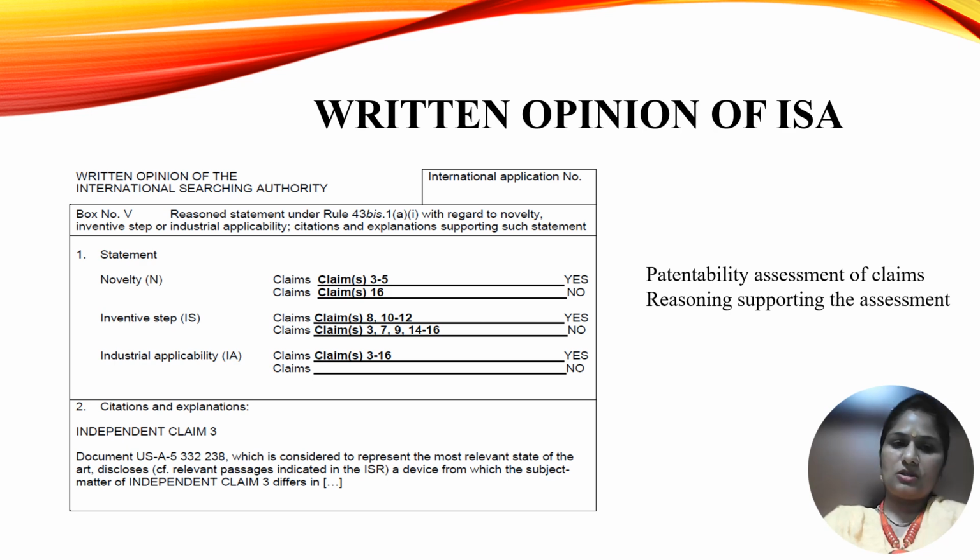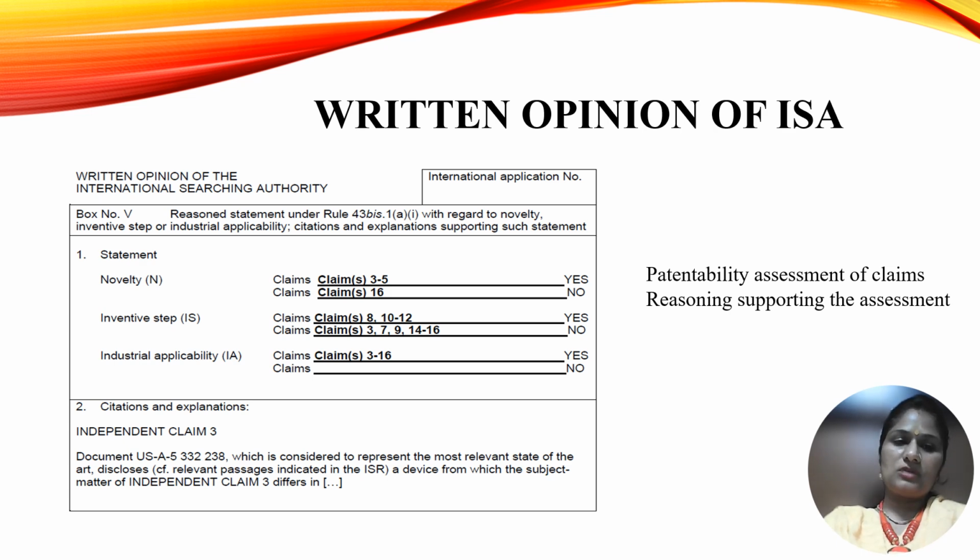The rule is mentioned there with regard to novelty, inventive step, or industrial applicability. We know that these are the three basic criteria to know whether the invention is patentable or not. So first we check for novelty, then we check for inventive step, and then we check for industrial applicability. Citations and explanations supporting such statements are given.